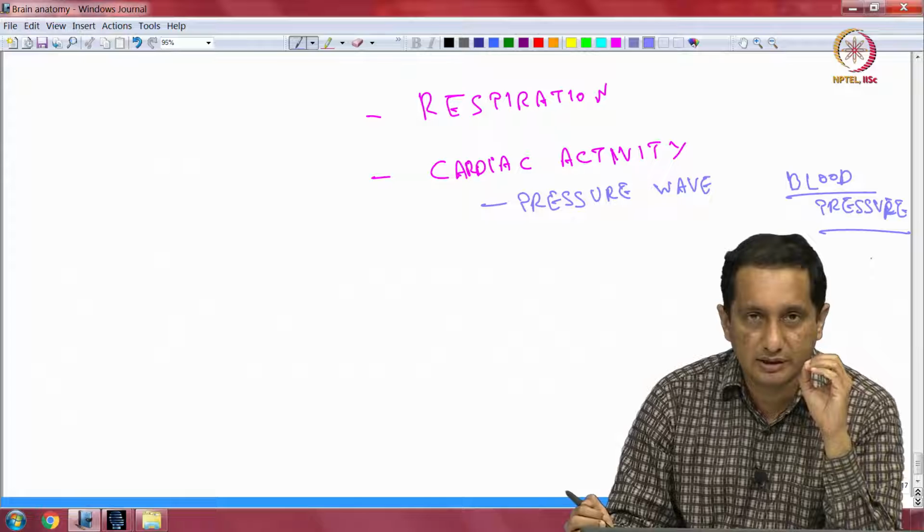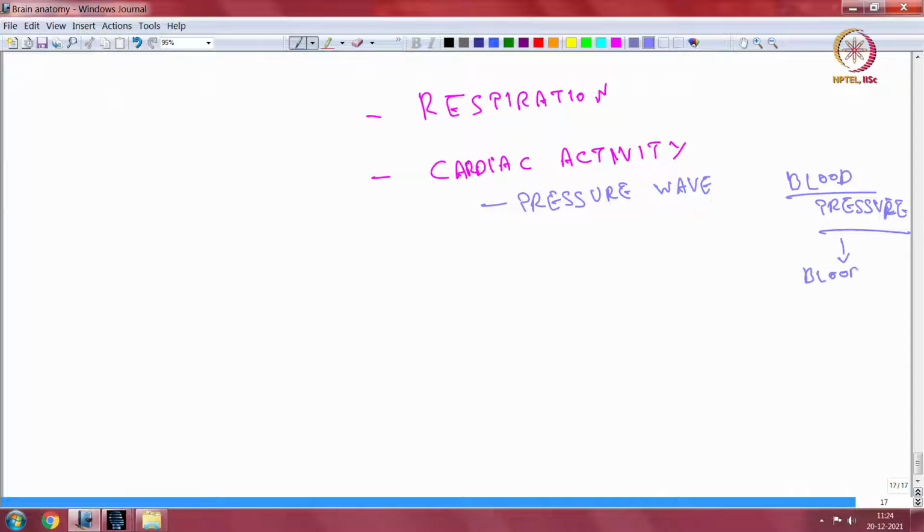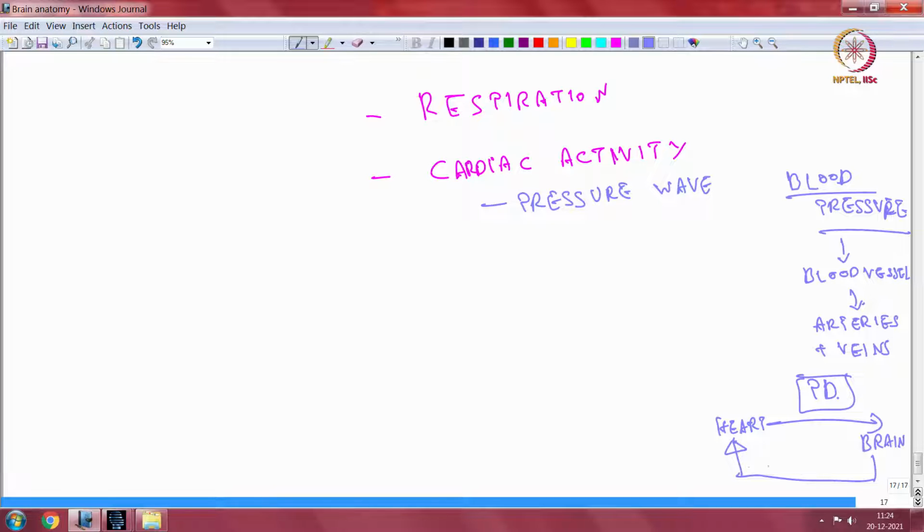Pressure means the pressure of blood within blood vessels. Blood vessels are both arteries plus veins. Pressure is needed for the flow; it's basically equivalent to potential difference. Potential difference is between heart and, for us, we need to look at brain, and also vice versa. So you need to have negative pressure here and positive pressure here for the circulation to be maintained. But what it also means is that blood pressure is not a static entity. It's a pressure wave. The pressure wave which is generated in the heart moves across all these blood vessels.